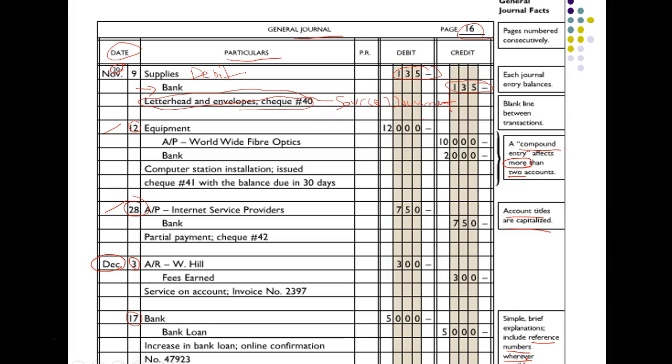And that's to ensure that we can go back and trace that transaction. So notice here we've got an invoice. Here a sale was made, accounts receivable was debited, fees earned, indented because we're going to credit that, and that was invoice number 239.